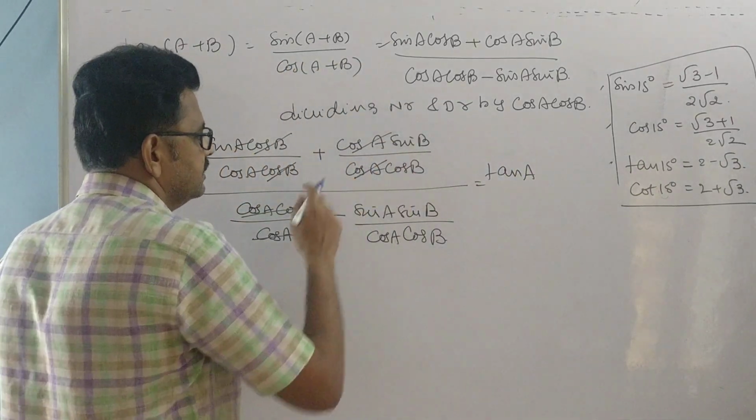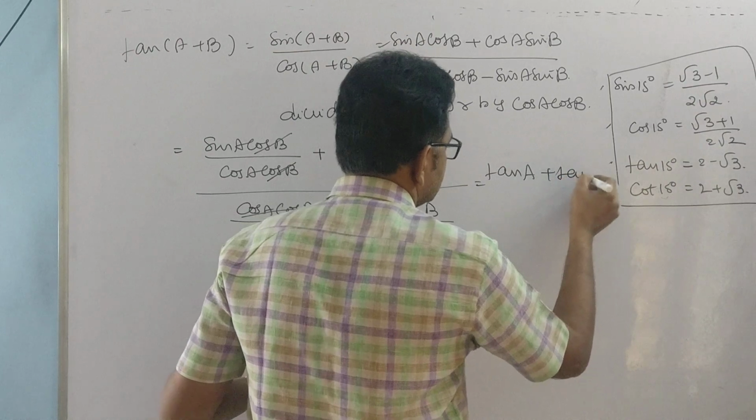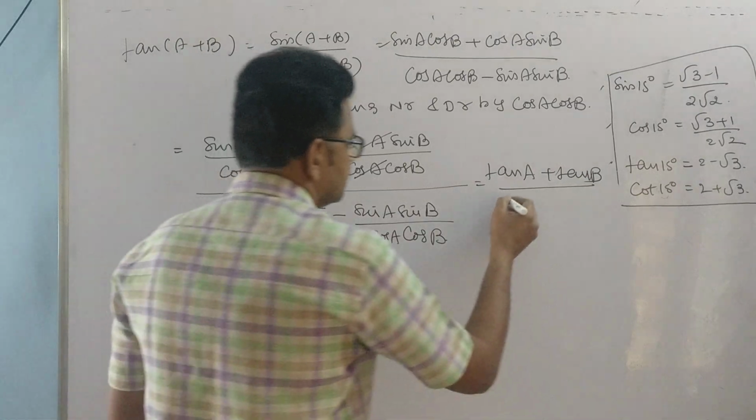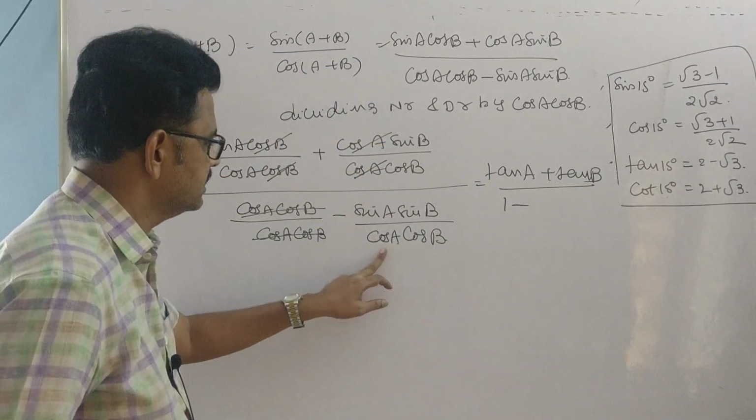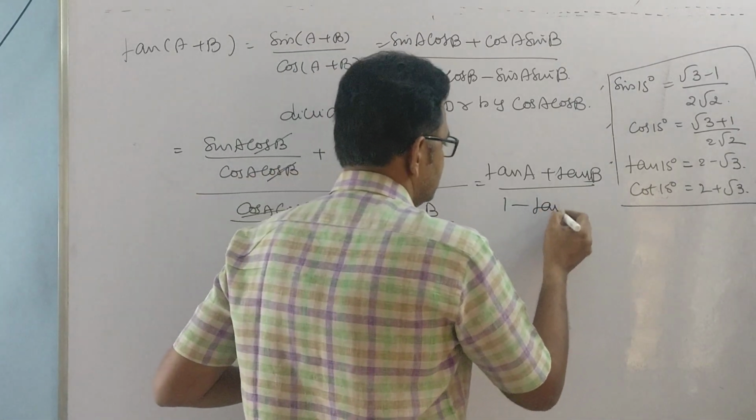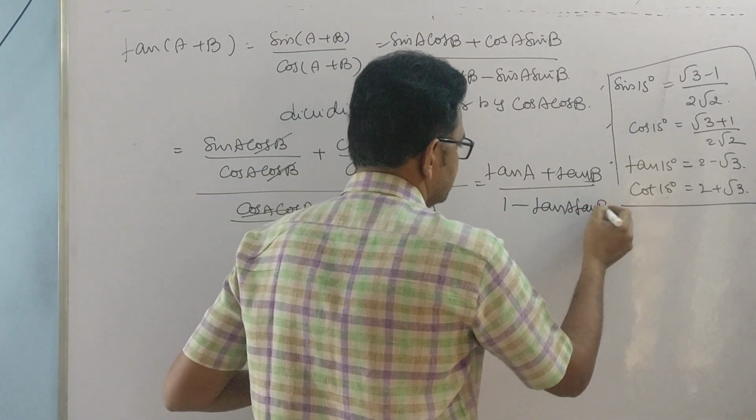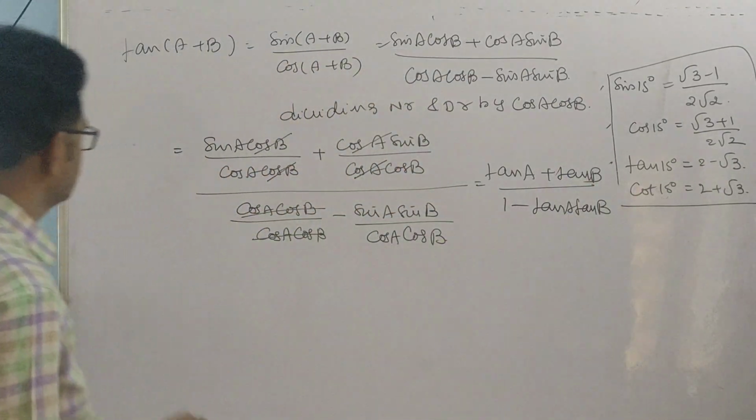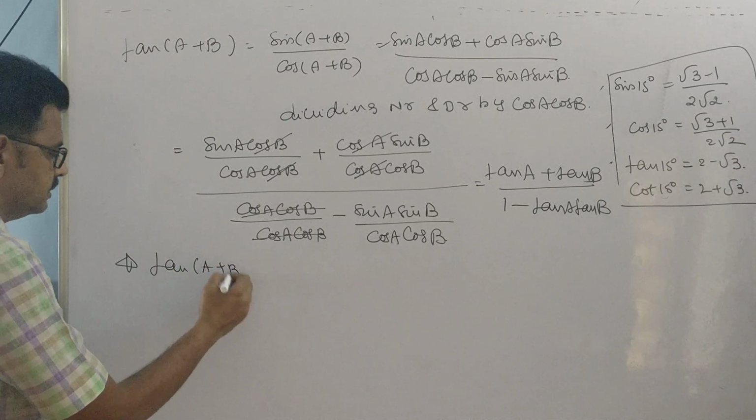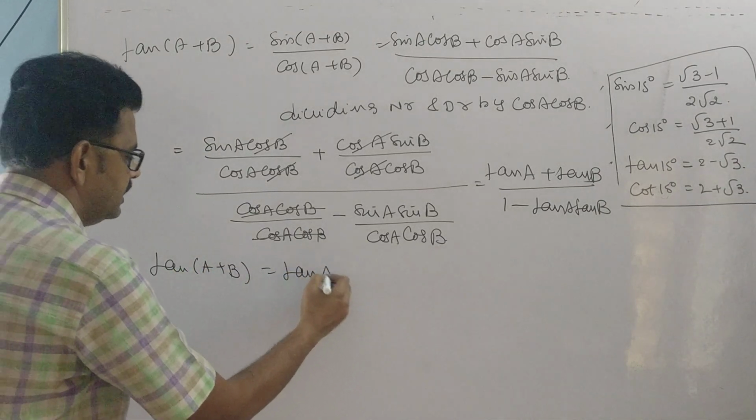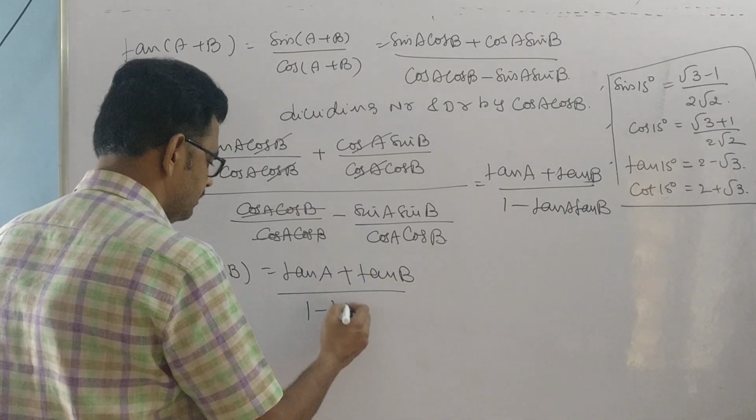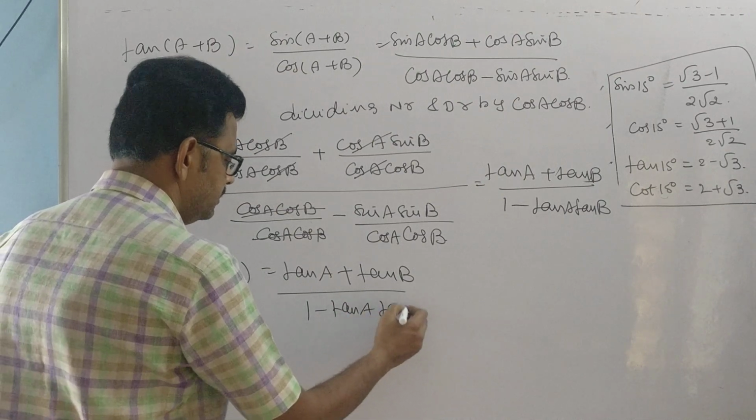plus sin B by cos B, which is tan B, by 1 minus sin A by cos A, tan A, sin B by cos B, tan B, so 1 minus tan A tan B. So tan of A plus B is equal to, the formula is, (tan A plus tan B) by (1 minus tan A into tan B).